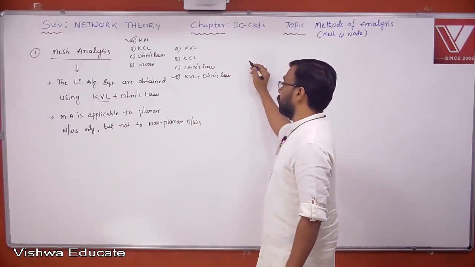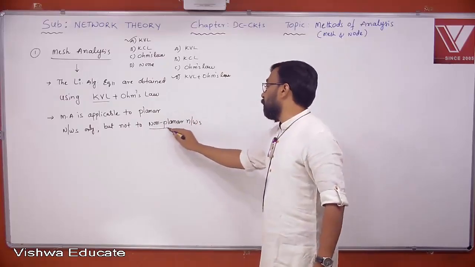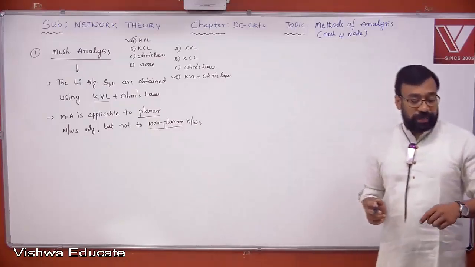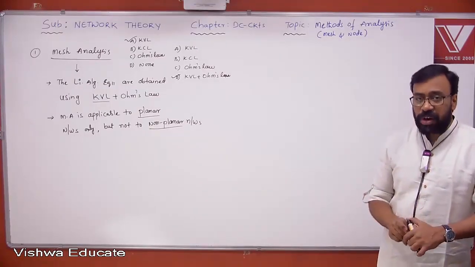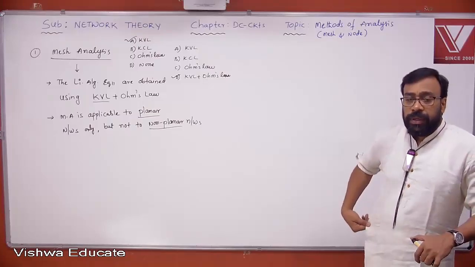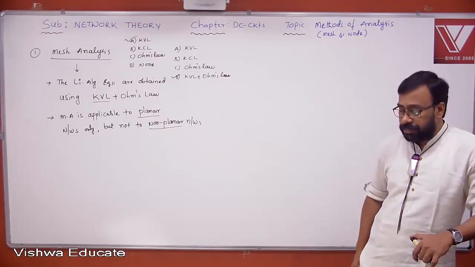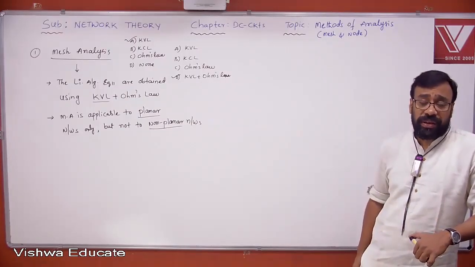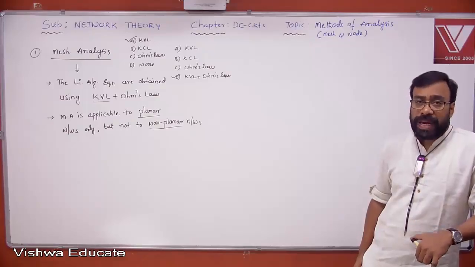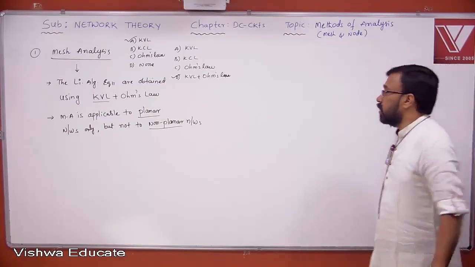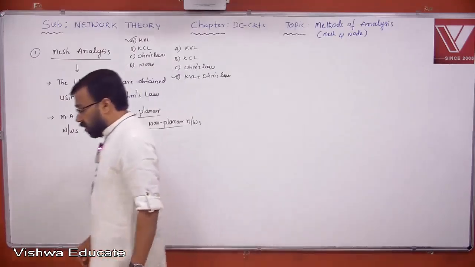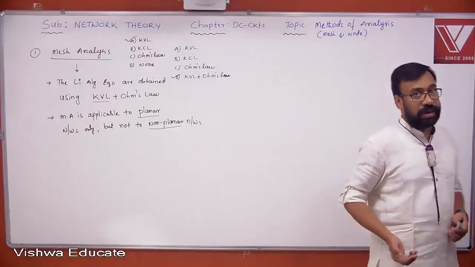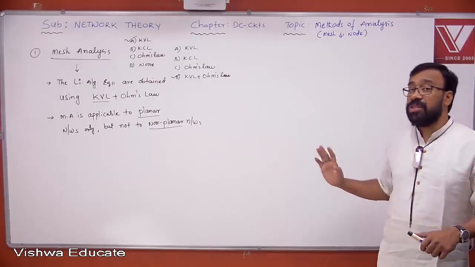Next one is the non-planar network. Put the heading non-planar network. It is the one that can be drawn on a plane with one or more branches crossing over the other. Okay, I think it's very clear. That is a non-planar network, whereas in the first one, there are no branches crossing over the other.